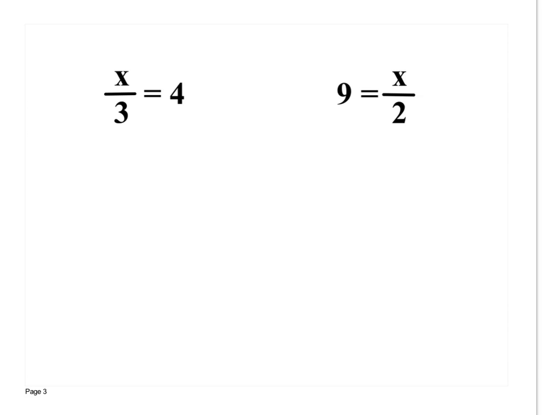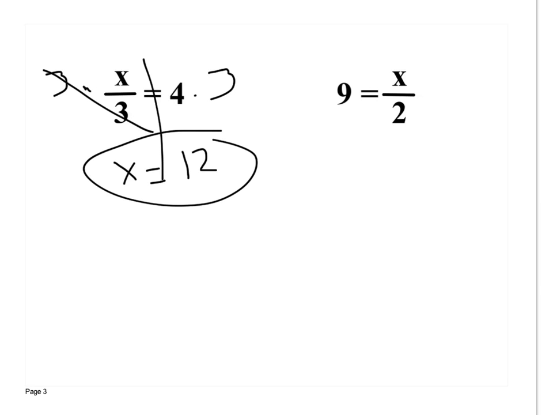We have x divided by 3 is equal to 4. I need to know what x is. X is one number that would make this true. So instead of dividing by 3, I'm going to times both sides by 3. Okay, 3 divided by 3 cancel each other out. 4 times 3 is 12, so x can only be 12. X divided by 2 equals 9, so we times both sides by 2. So x has to be 18.